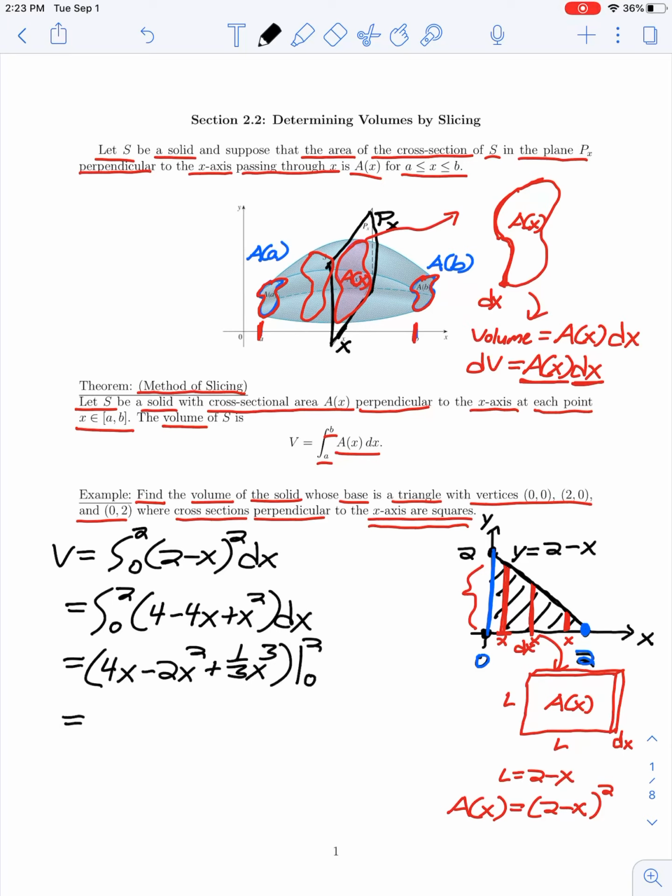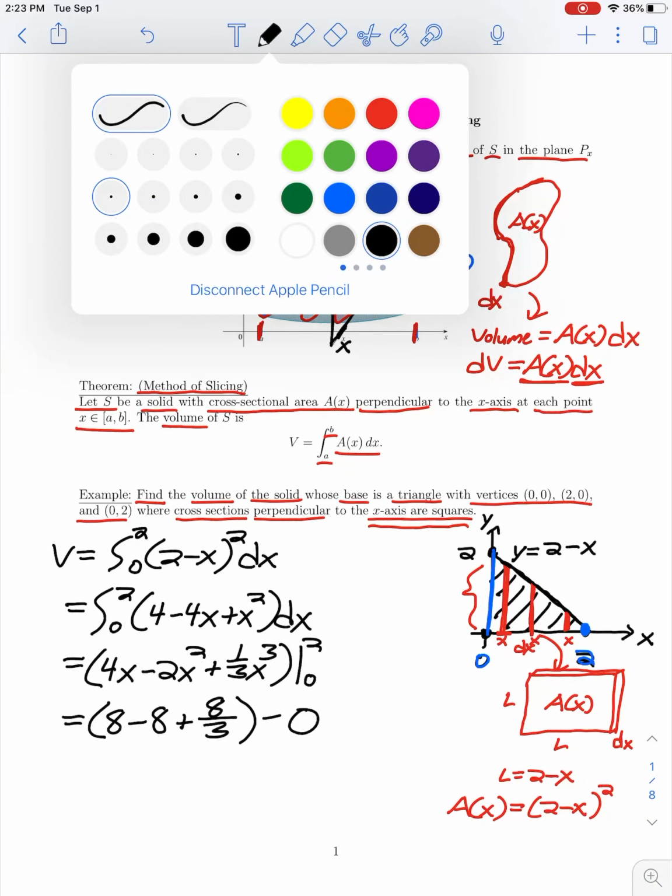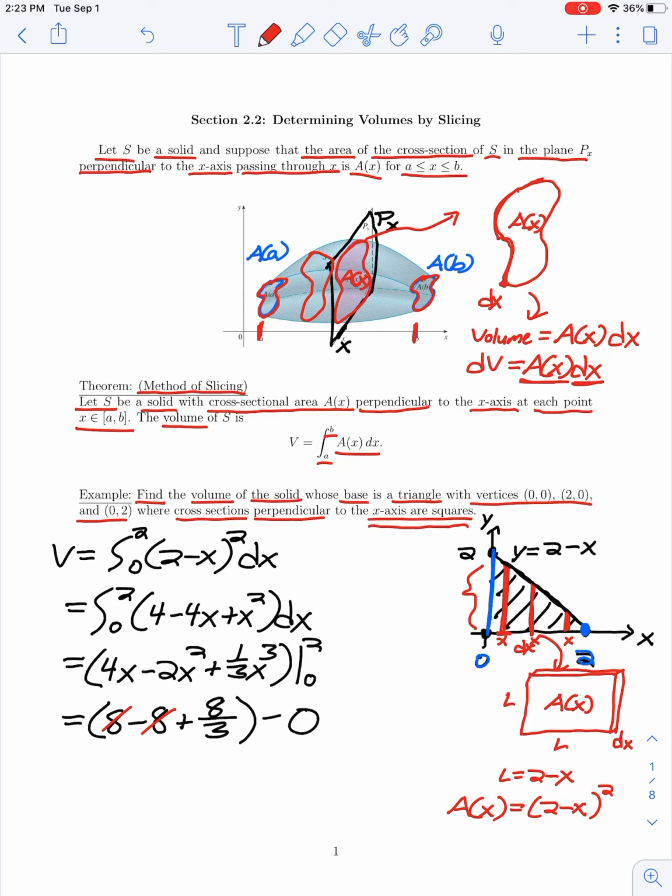So evaluating this antiderivative at x equals 2, I would have 8 minus 2 times 2 squared, which is 8, plus 1/3 of 2 cubed, which gives me 8/3. And then I would subtract what I get when I evaluate that antiderivative at x equals 0, which would be 0 in this case. So we can see that our 8 and -8 cancel, and I'm left with a volume of 8/3 cubic units for the volume of this solid.